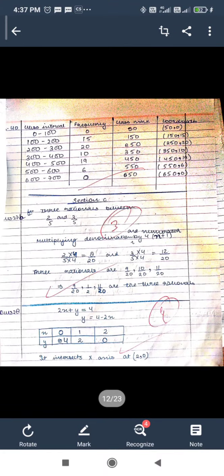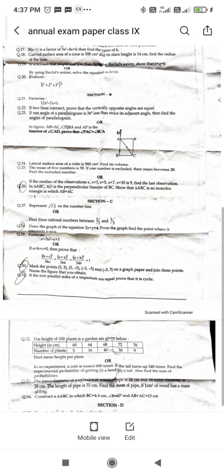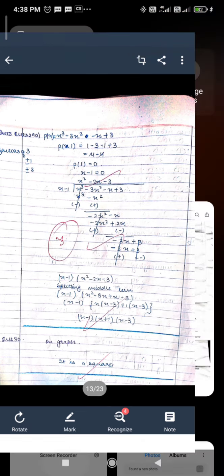Now next question is factorization of the cubic polynomial. So for factorization of cubic polynomial, by hit and trial method, we will calculate one factor, x minus 1 as one factor. Then we will divide to get the quotient polynomial. Then by splitting the middle term we will factorize the quotient polynomial to get the other two factors. We have got all the three factors, so we have factorized this. Now question number 29, this we have done. Okay, graph question 30 we have done.